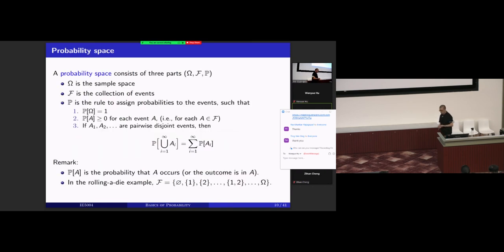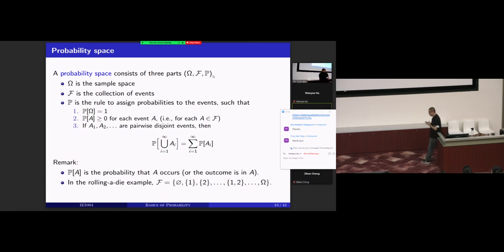Okay, so now we are ready to introduce the rigorous definition of probability. So what is a probability? Actually, we don't just introduce a probability. We need to introduce all the materials we need to define a probability. Such a thing is called a probability space.